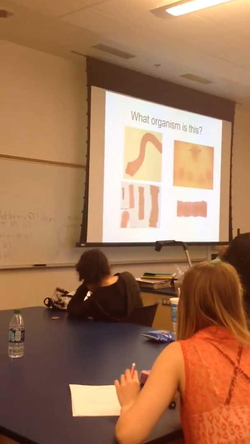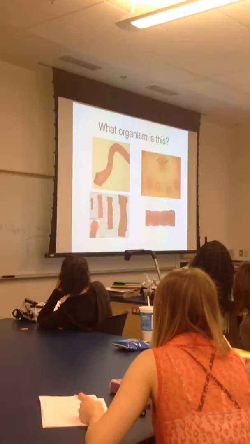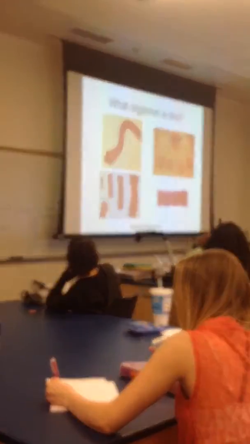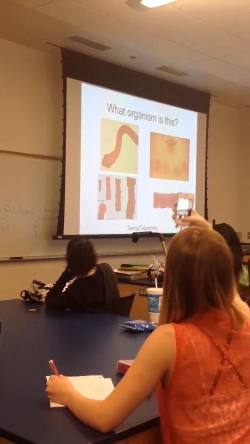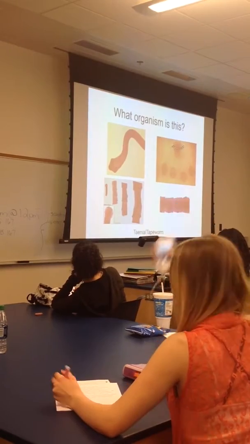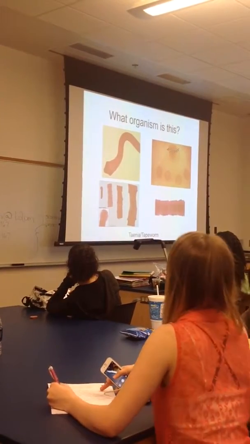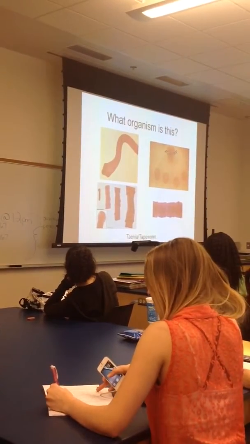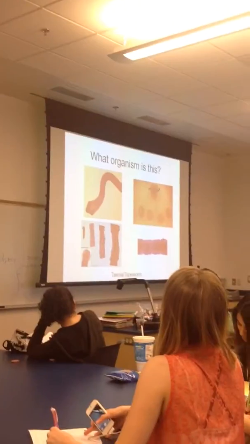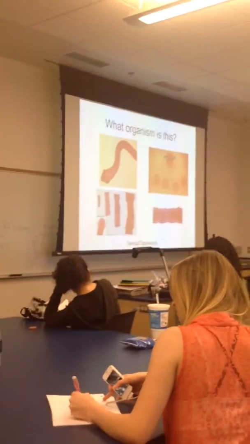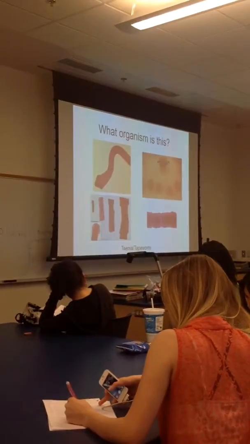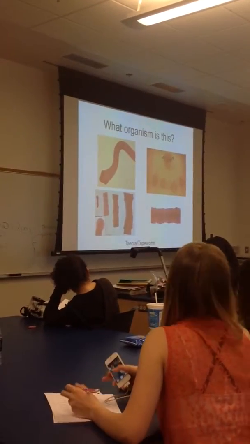What is this? This is your tapeworm. Taenia is the name of it. How did you know? It's segmented, very good. How else? The shape of the head. What do we call the head? The scolex. Okay? This is the scolex.